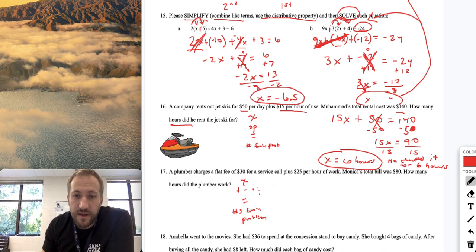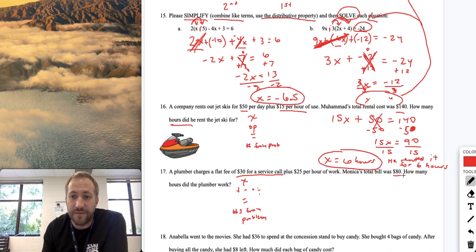So let's look at this. $30 for a service call, flat fee, $25 per hour of work. Total bill is $80. How many hours? So the variable has to answer the question. How many hours? That's what x is going to tell me. So x is going to go with the number of hours, with this $25, 25x, because that's going to tell me how many hours the plumber worked. Plus $30 for the service call. That's a flat fee. Everyone pays it no matter what. And the total bill is $80. This is the equation I'm looking for here.